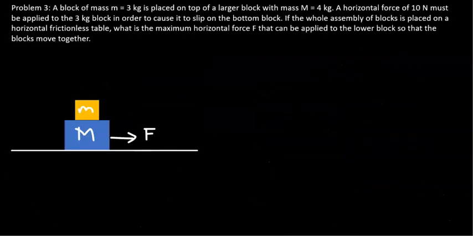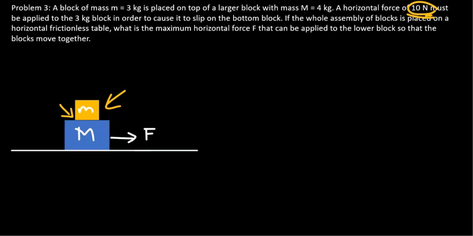Problem 3. A block of mass 3 kg, that is the upper block right there, is placed on top of a larger block. So this is the larger block, the bottom one, with a mass of 4 kg. Now, a horizontal force of 10 newtons must be applied to the 3 kg block in order to cause it to slip on the bottom block. So in order to have a slipping motion between these two blocks, you have to apply a force of 10 newtons on the top block.